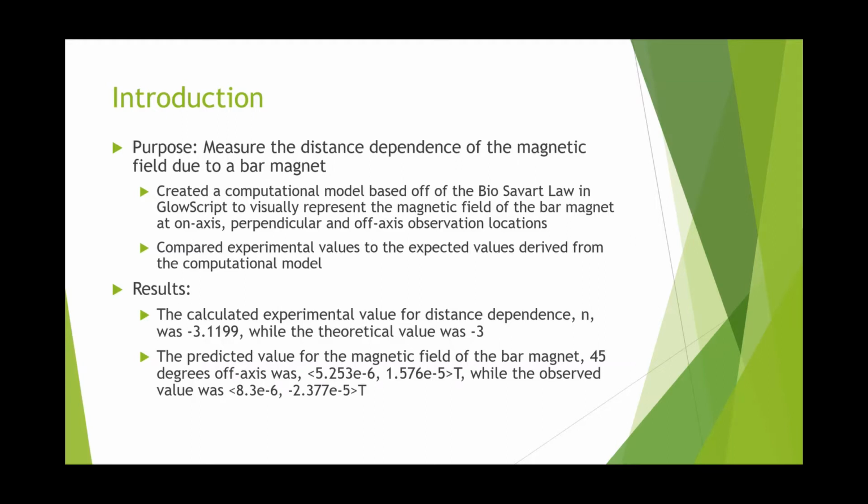For the results, I calculated an experimental value for the distance dependence n of negative 3.1199, while the theoretical value is negative 3. I also compared the predicted value for the magnetic field of the bar magnet 45 degrees off axis to the observed value I got while conducting my experiment.